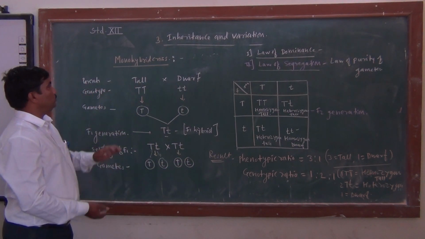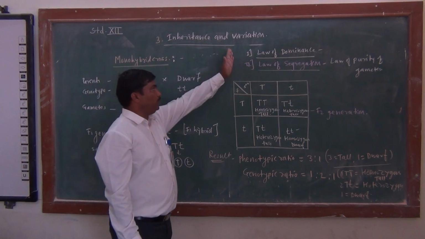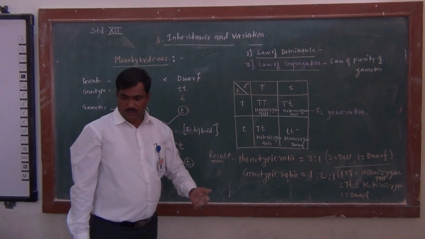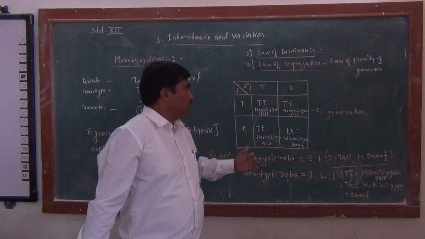So I think you understood what a monohybrid cross is, and what the law of dominance and the law of segregation are. Then, in the next point, the dihybrid cross, we will learn about this.